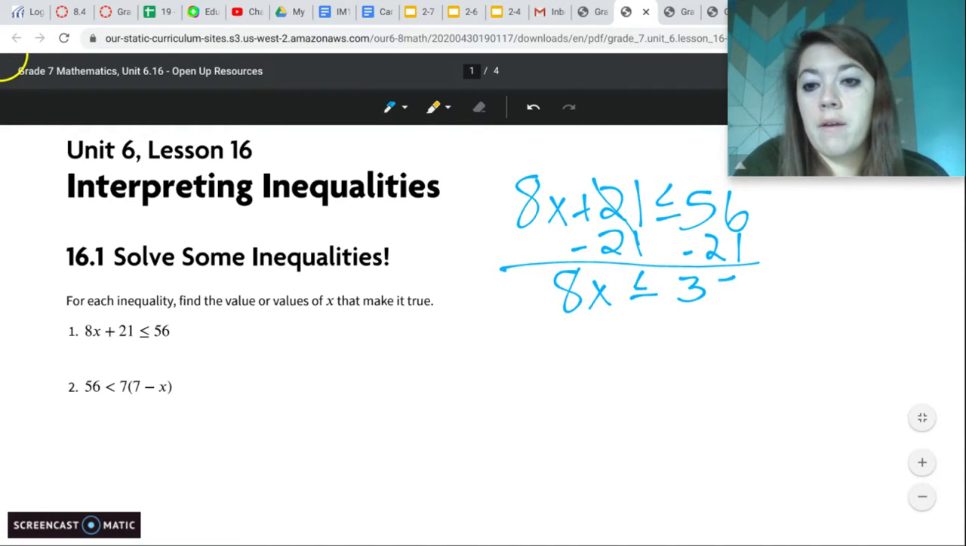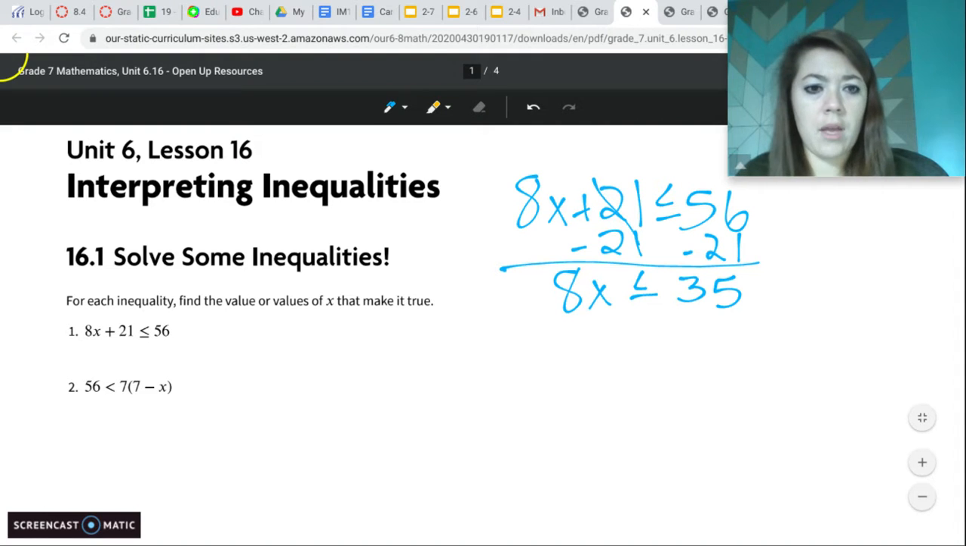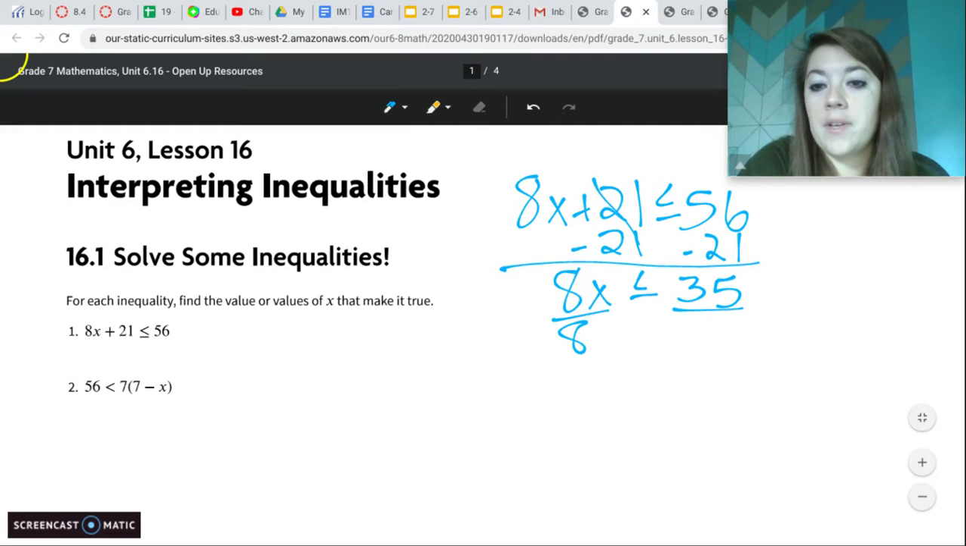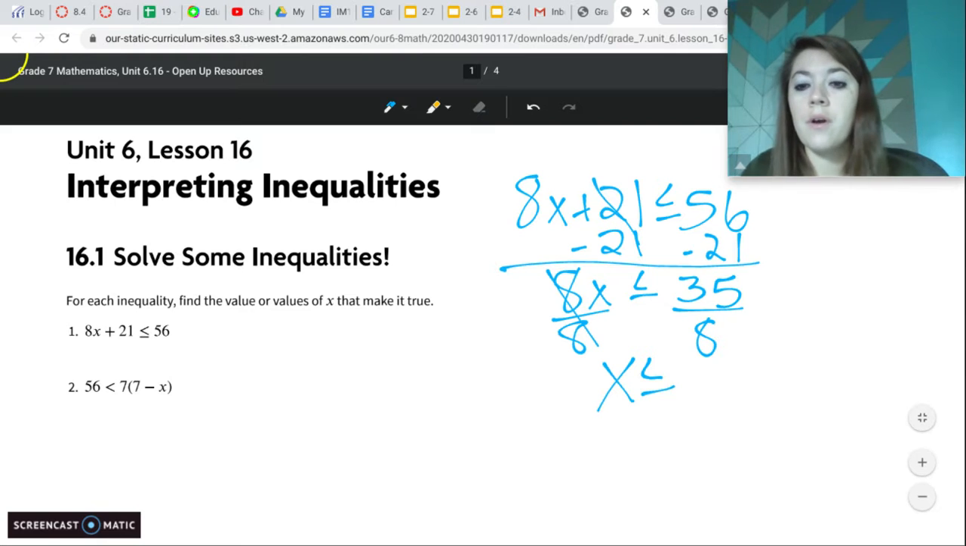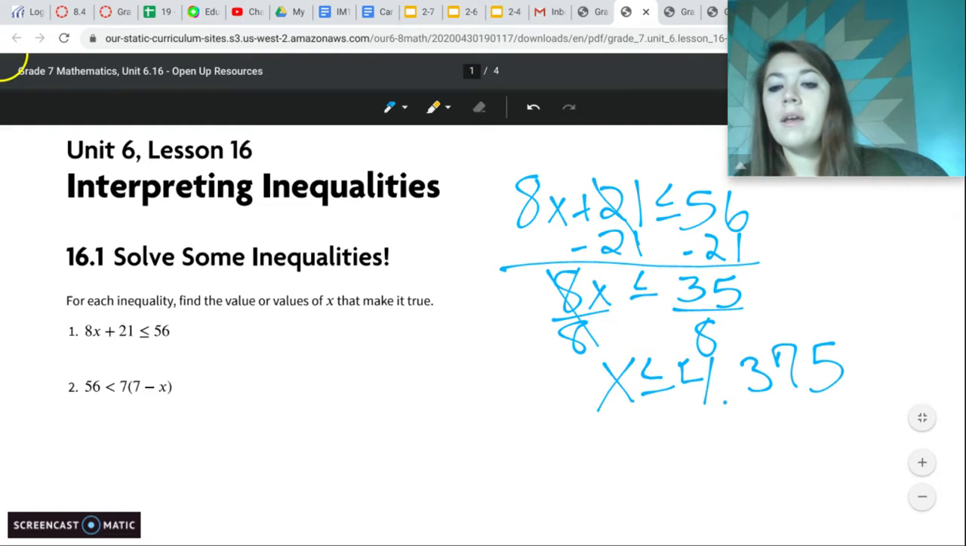35. And then we divide that by 8. So x is less than or equal to 35 divided by 8, which is 4.375. So our values have to be less than 4.375.